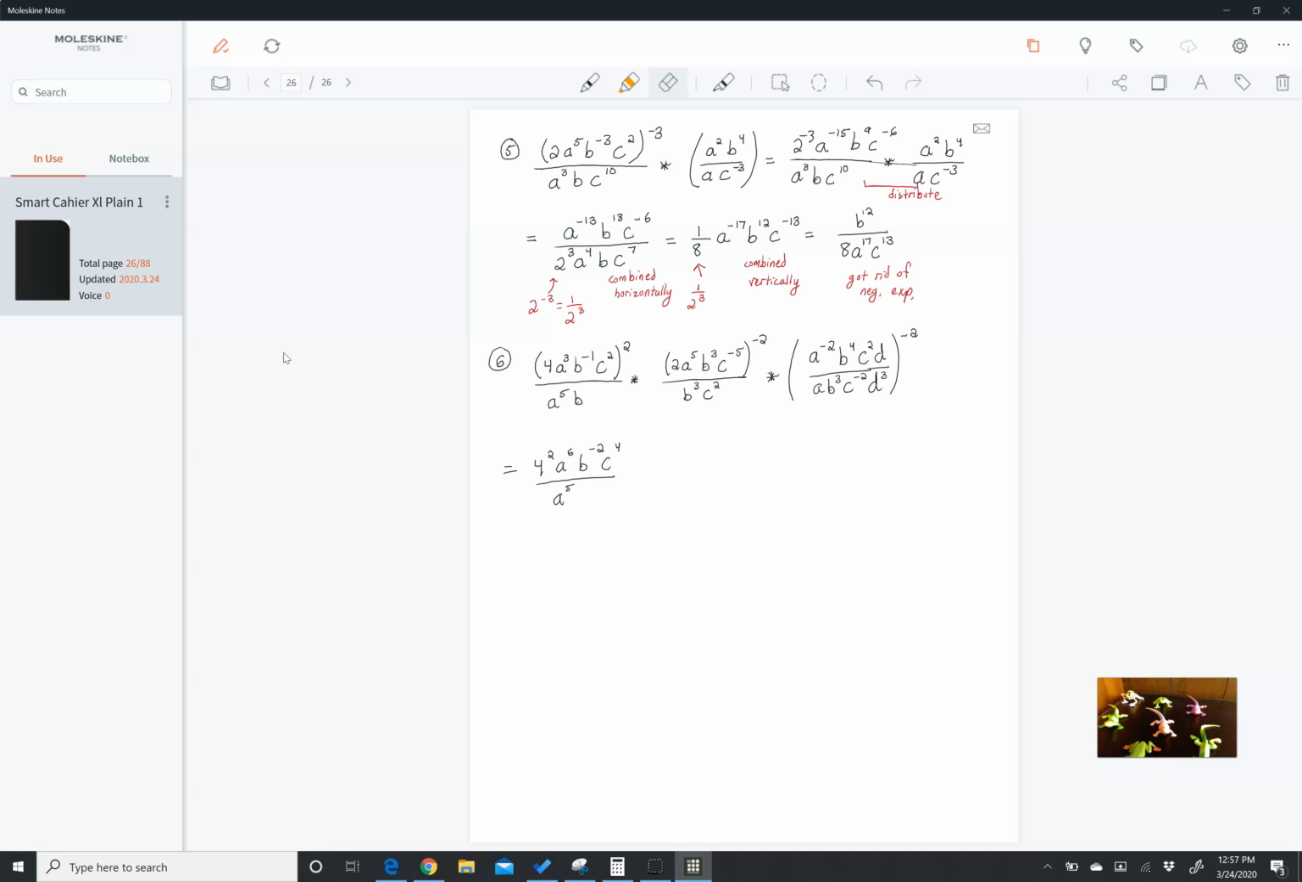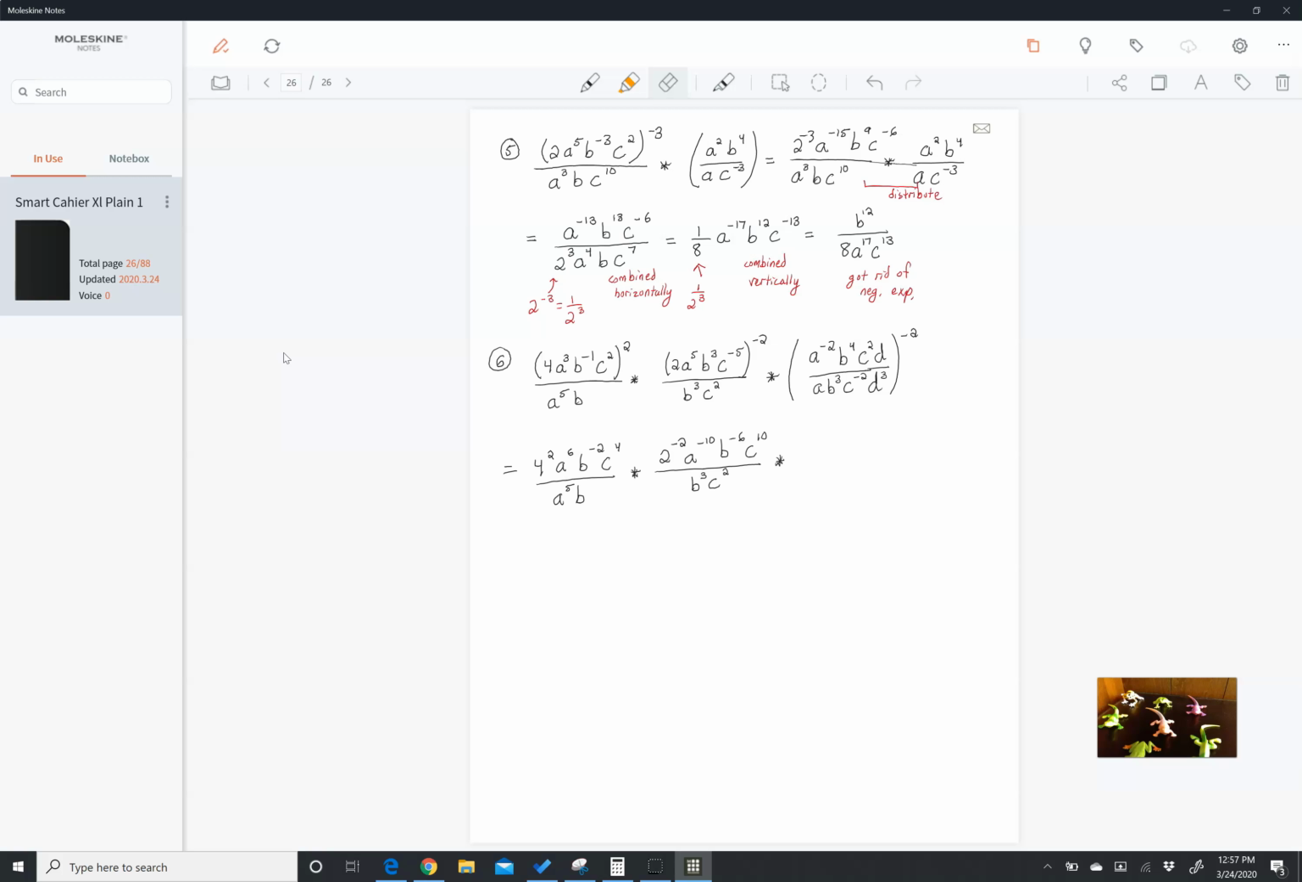a to the 5th, b times 2 to the negative 2. You'll take care of that later. a to the negative 10, b to the negative 6, c to the positive 10. The bottom, nothing is happening to. That negative 2 on top only applies to the top. Okay?